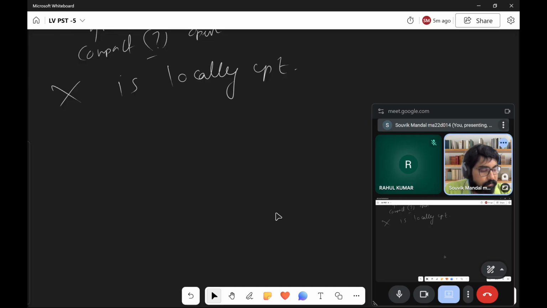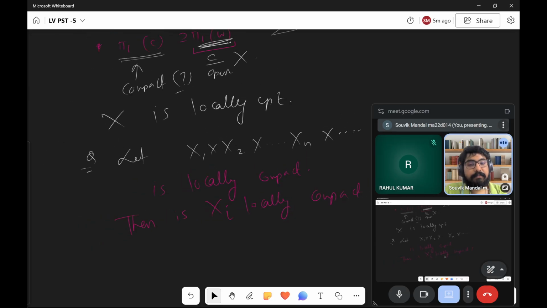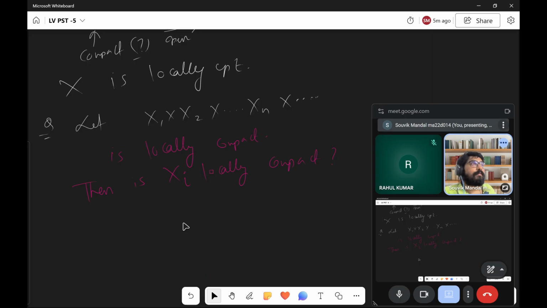Now tell me, suppose the countable infinite product x1, x2, dot xn, this countable infinite product is locally compact. Then is each xi locally compact? Tell me, is xi locally compact? Yes, sir. Why? By doing the above steps, same. Okay, got it.